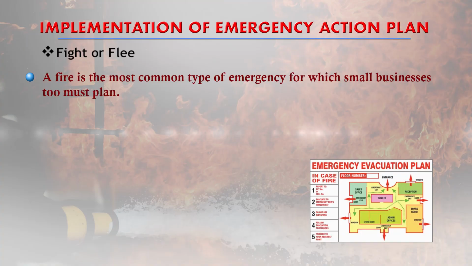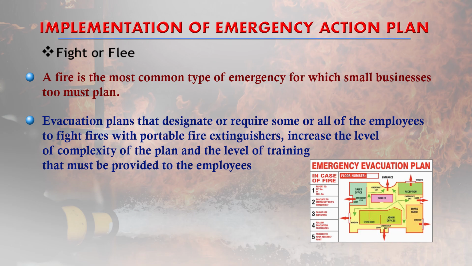If we talk of the implementation of the emergency action plan, people will normally try to fight the fire, fight the emergency, but at the same time, in some circumstances, they have to flee. A fire is the most common type of emergency for which even a small business must plan. Evacuation plans that designate or require some or all of the employees to fight fires with portable fire extinguishers increase the level of complexity of the plan and the level of training that must be provided to the employees.